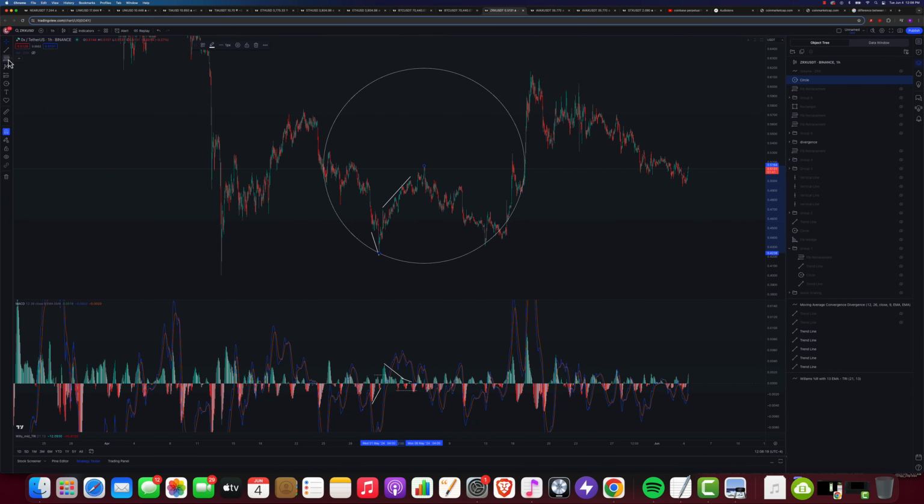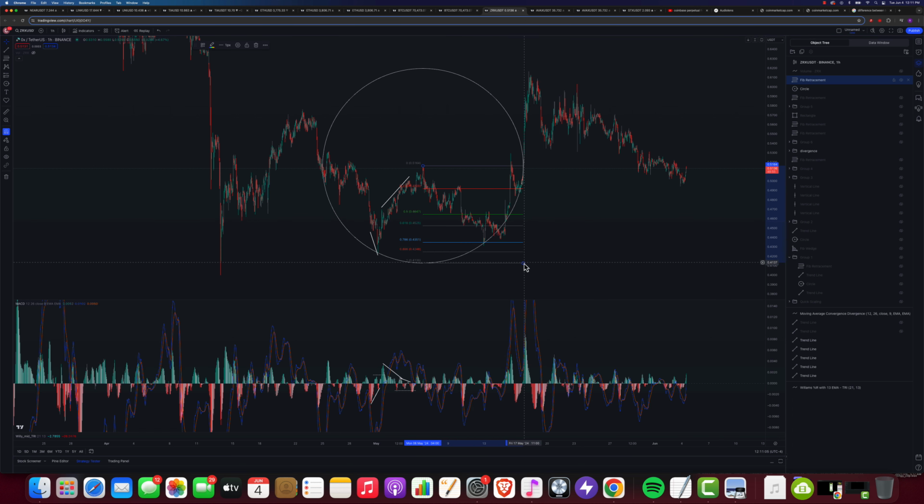Next, you want to select your fib retracement tool, and you want to go from the top here and come down and line it up with the bottom of the circle and come over here. Now we can see that price is respecting each fib level as it works its way down.